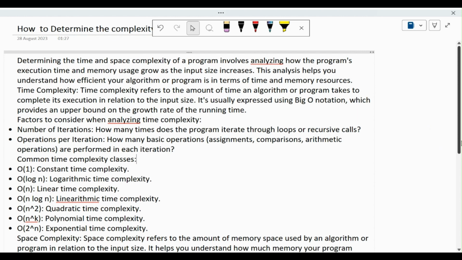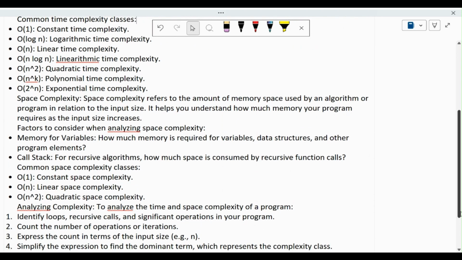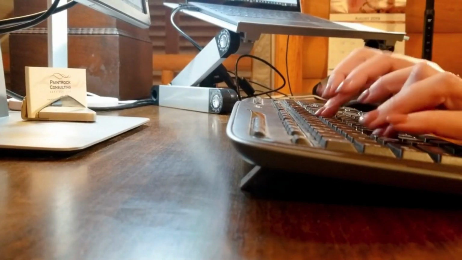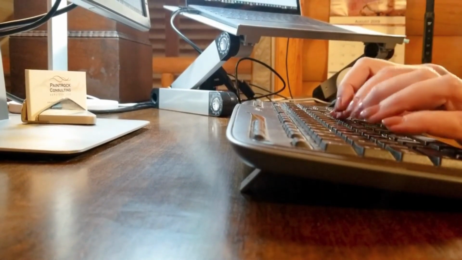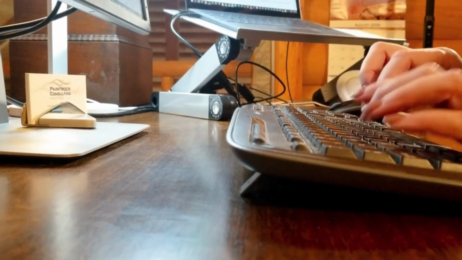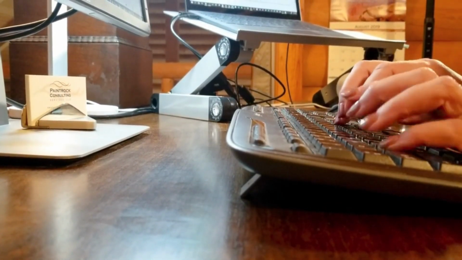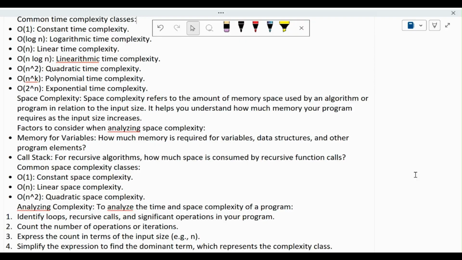Coming to space complexity: after time complexity, space complexity is also a major factor when writing a program. Space complexity refers to the amount of memory space used by the algorithm or program. If I'm using any data structure, like a stack or a queue, then we have a space complexity of O of n. Apart from that, when we are using int, double, long or float, we have O of 1 complexity. That is space complexity.